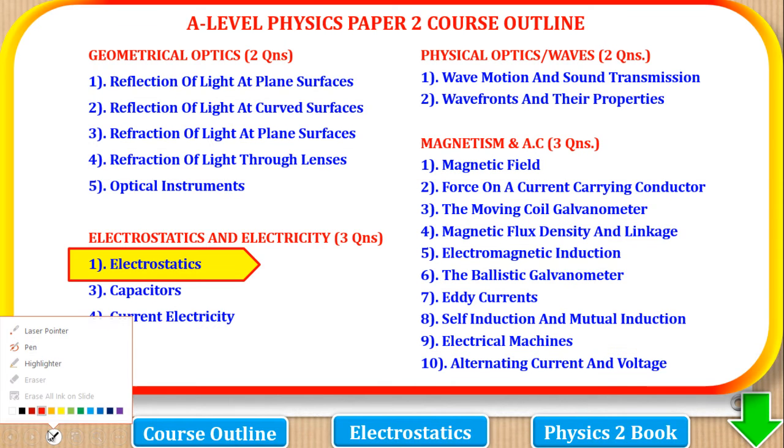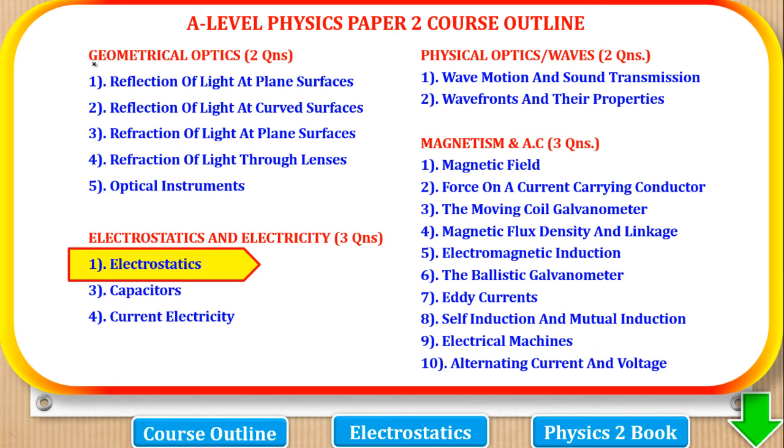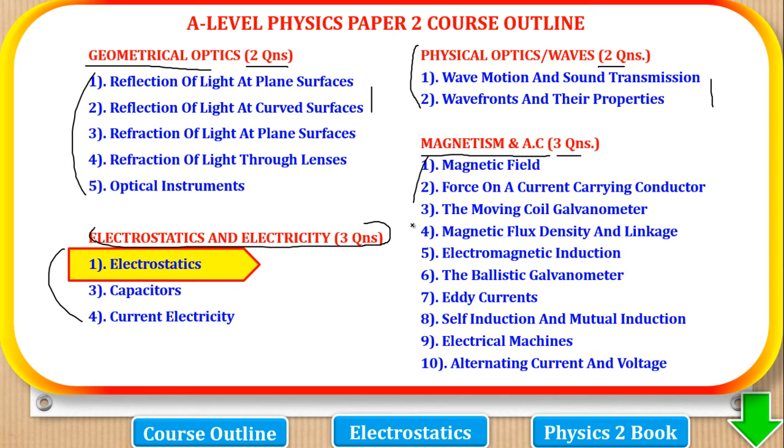So before we proceed, let's first look at the course outline for Physics Paper 2. Physics Paper 2 has 4 parts. The first part is Geometrical Optics, where 2 questions are set, and these are the topics where a student must attempt 1. Next part is Physical Optics, where 2 questions are set, and a student must attempt 1. Then there is Electrostatics and Electricity, where 3 questions are set from these topics, and Magnetism and Alternating Current, where 3 questions are set from these topics.